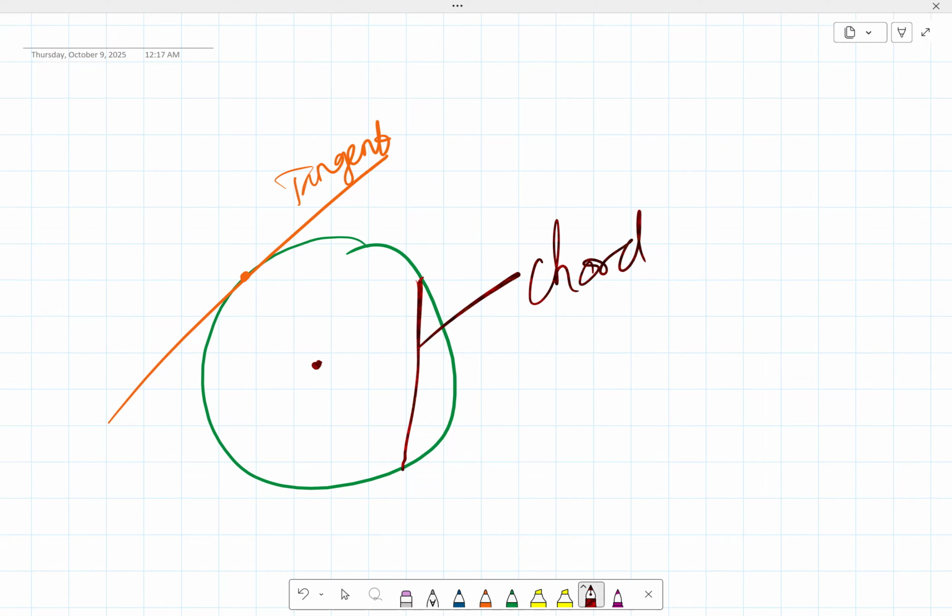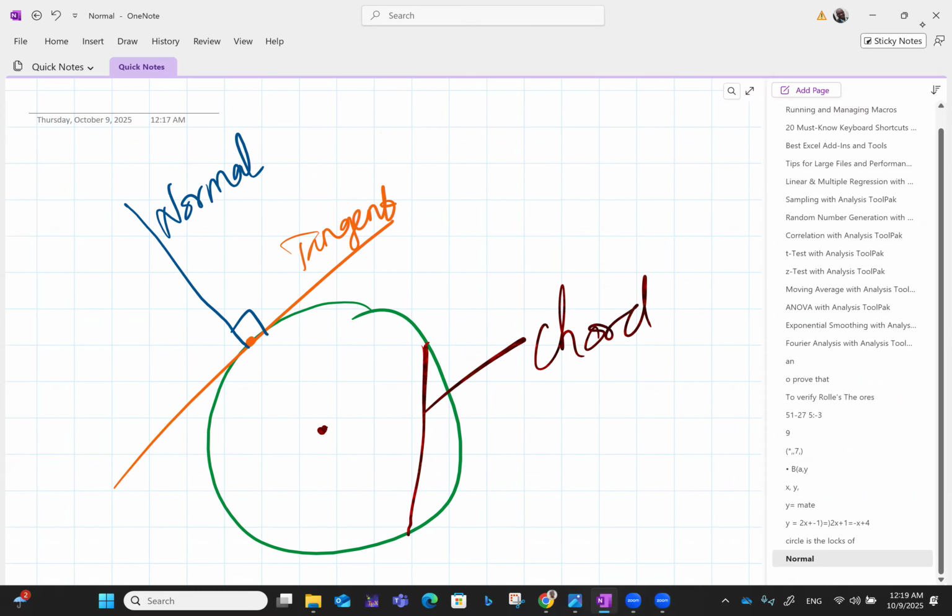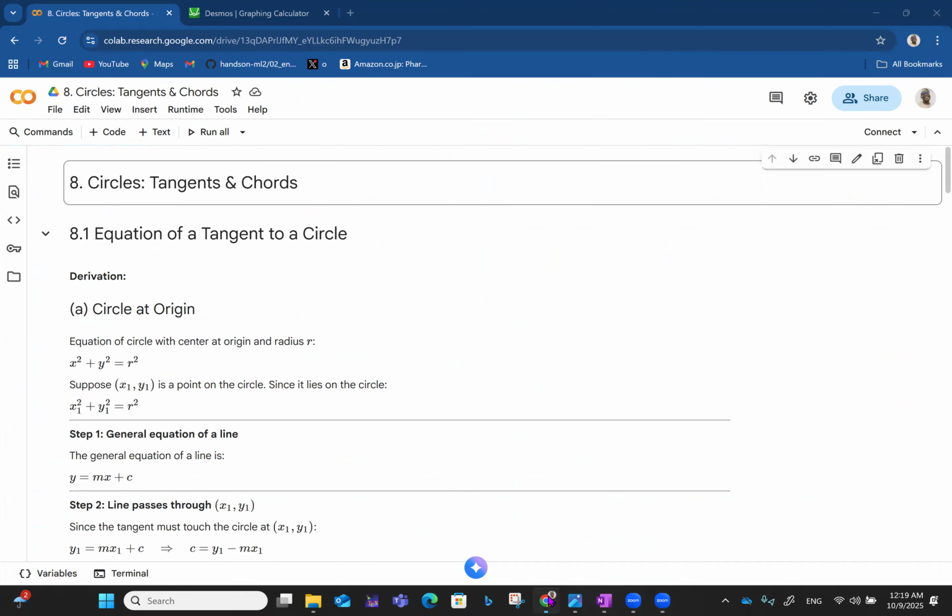If I bring another line and it makes 90 degrees with the tangent, this is what is called the normal to the tangent of the circle. The tangent touches the circle at a single point, it doesn't cut through the circle. Then the normal to the tangent of a circle makes an angle of 90 degrees with the tangent. Based on what we learned about lines previously, it means that the product of the slopes of normal and tangent will be -1, or the slope of one will be the negative inverse of the other. And for a chord, it's just a line joining any two points of the circle. I think that foundation is necessary for what we are going to consider.